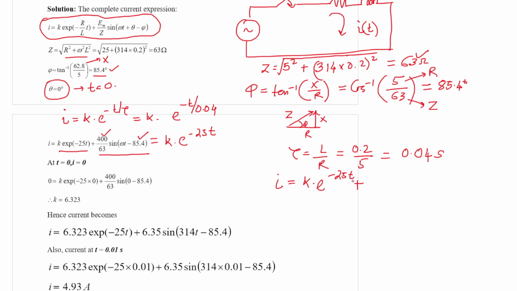It will be roughly 6.35 into sine omega t minus 85.4.